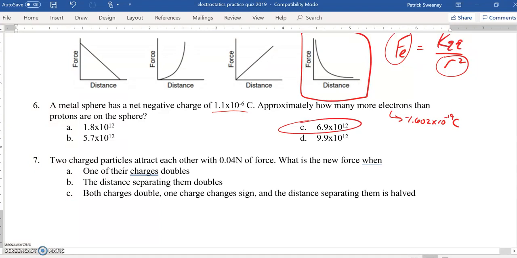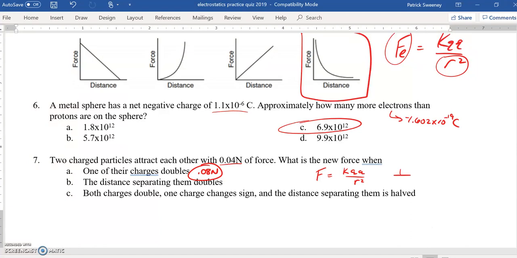Number 7, two charged particles attract each other with this much force. What's the new force when one of their charges doubles? So you're looking at F equals kQ over R squared. If you double one of their charges, you've doubled the force to 0.08 newtons. If you double the distance between them, you got 2 squared, so that's 1/4 the amount of force, so 1/4 of this is 0.01 newtons.